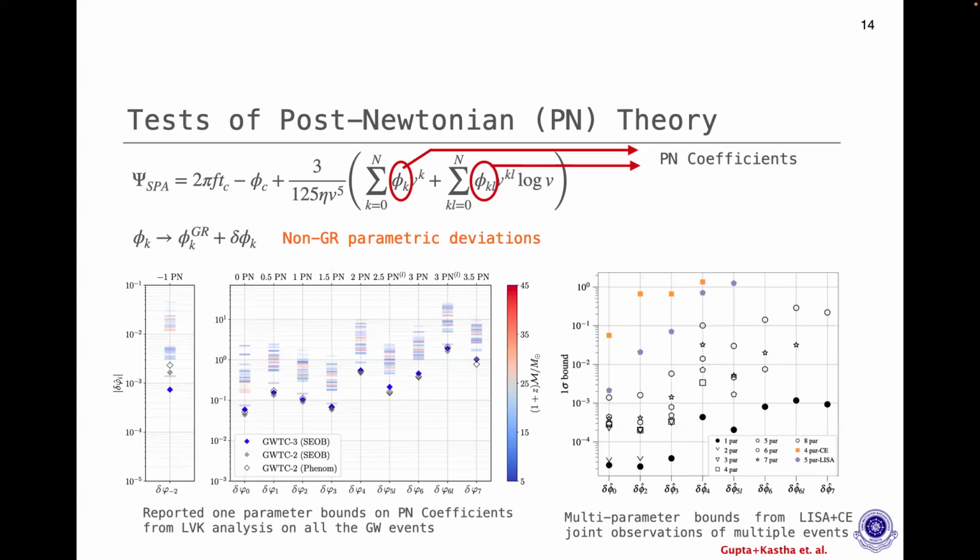Why in the case of LISA can you use the same thing for higher parameters? You were saying multi-parameter bounds can be done with LISA and Einstein Telescope together. So if we are seeing the same source in LISA as well as the Einstein Telescope, we will be getting more data, more information, so you can constrain the parameters. The more data you have, the more you constrain.